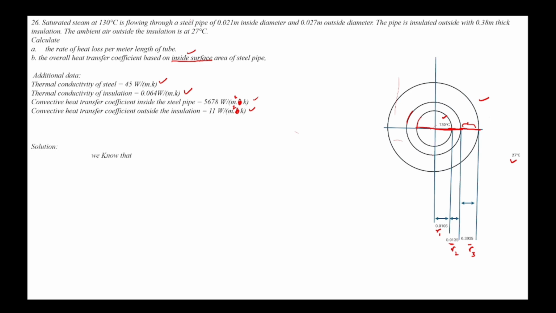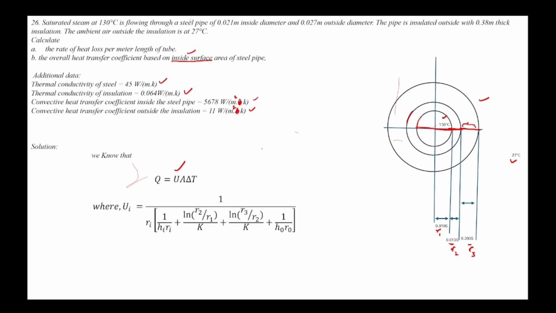So very first thing, we know that Q is equal to U A del T M. That is the straightforward question, where U is the overall heat transfer coefficient. If there is a composite cylinder, we will see, then UI is this, and UO is this.